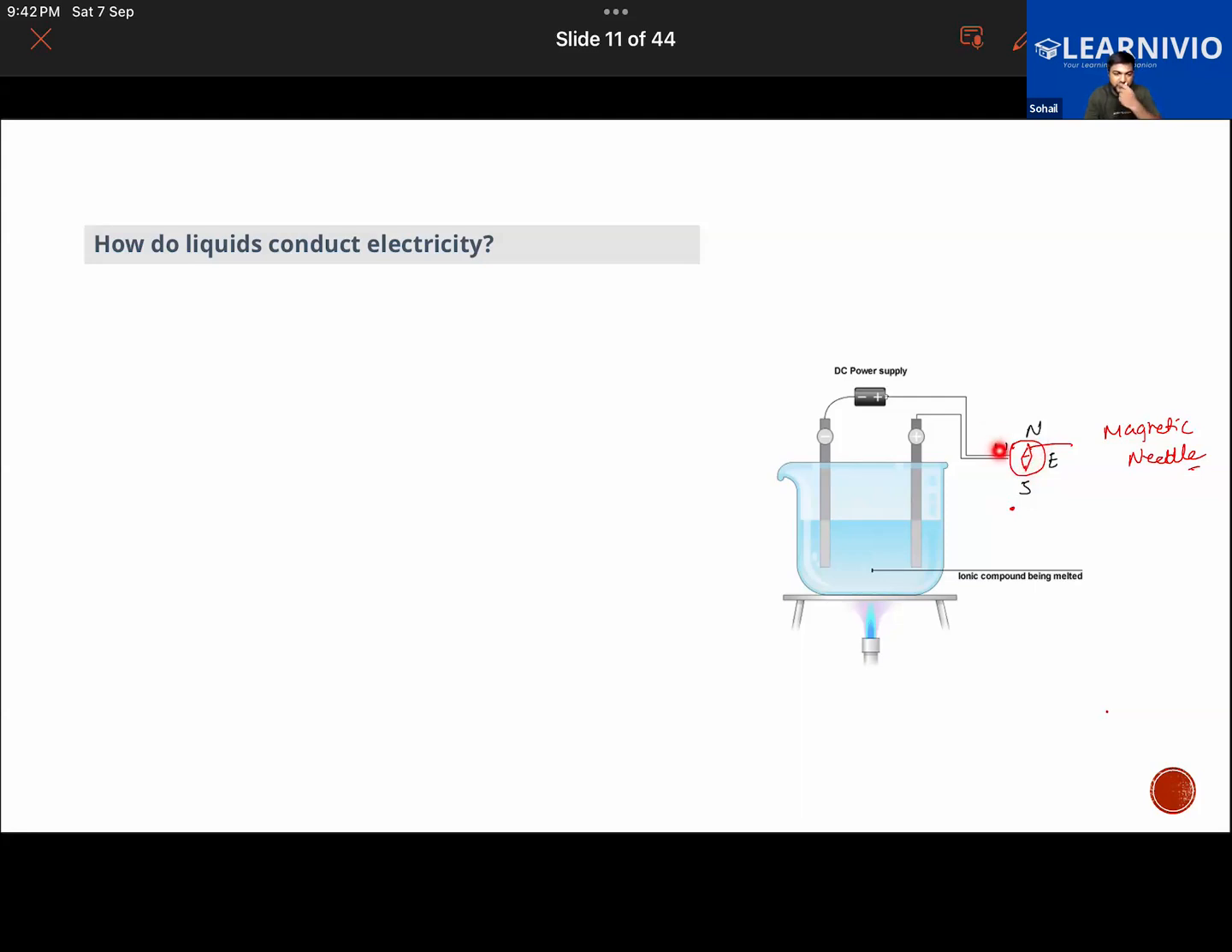Now we can place it near the circuit. So even if a weak electric current flows through the liquid in the circuit, the magnetic needle will show some deflection. It will show some movement. So the magnetic needle shows deflection. In that manner also, we can detect whether this liquid will be conducting electricity or not. Okay. So hope you guys have understood this. If there's confusion in it, please let me know.